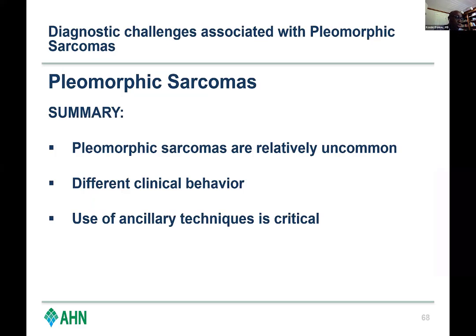So in summary, pleomorphic sarcomas are rare soft tissue tumors that can mimic carcinoma and melanoma. They are characterized by widely different clinical behavior. So subclassifying them is very important because they don't have the same prognosis. To classify them, we rely on morphologic features and use ancillary tests for accurate diagnosis. This is my last slide. And I'm open for questions.